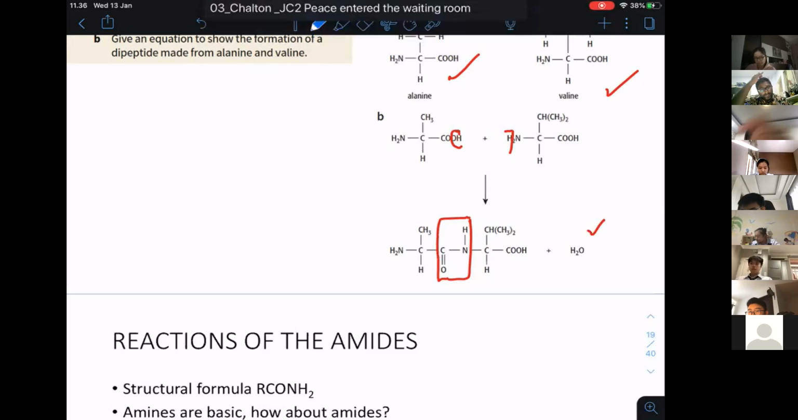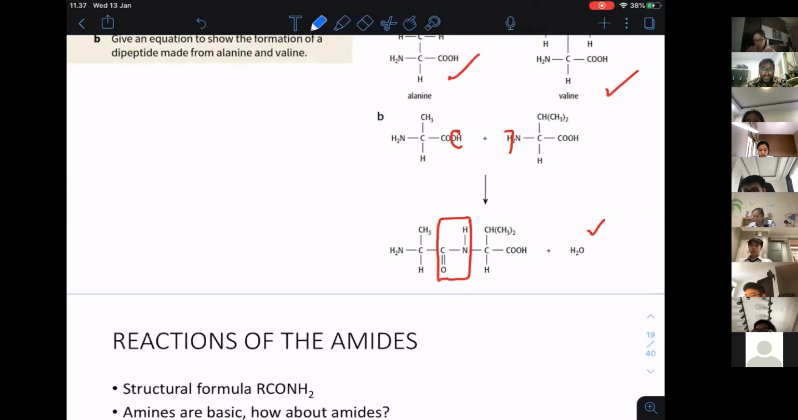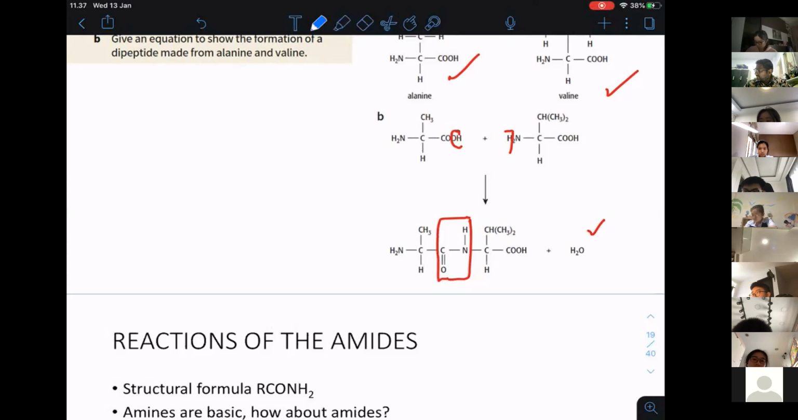Okay, so we will actually straight away continue with our reactions of amides. So let's continue. So for the amides, we are going to look into the amides.